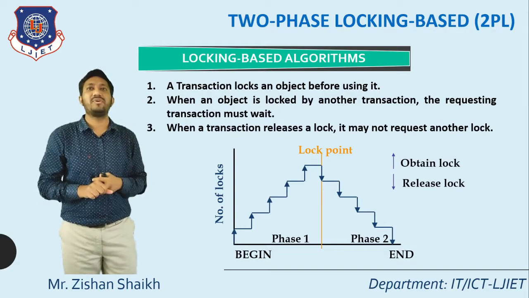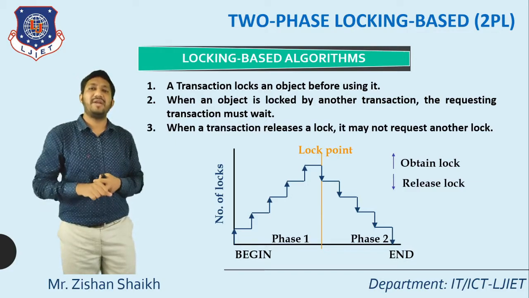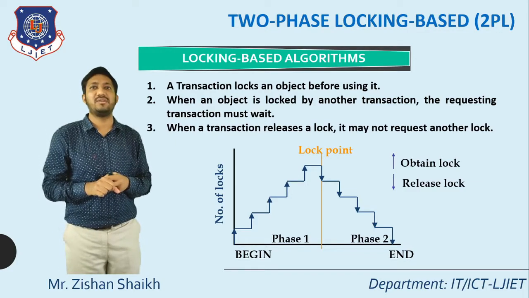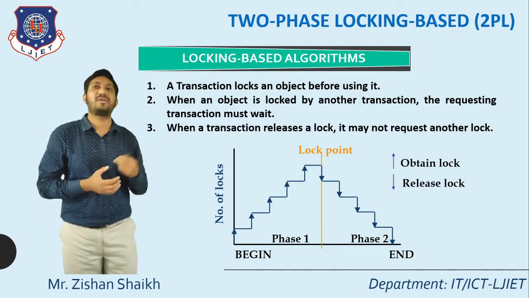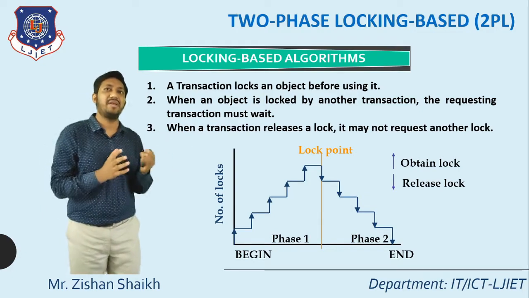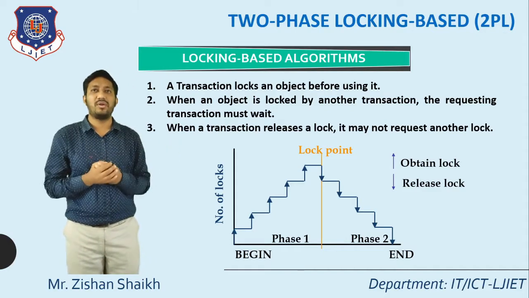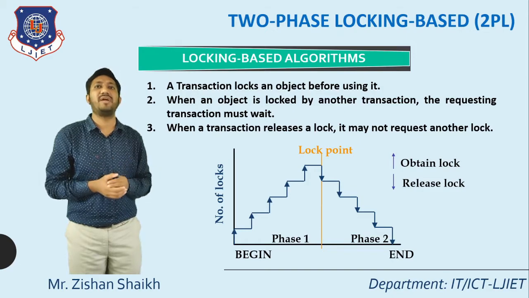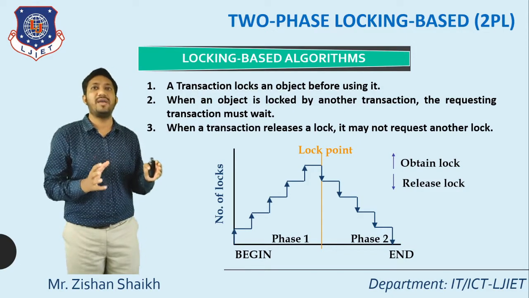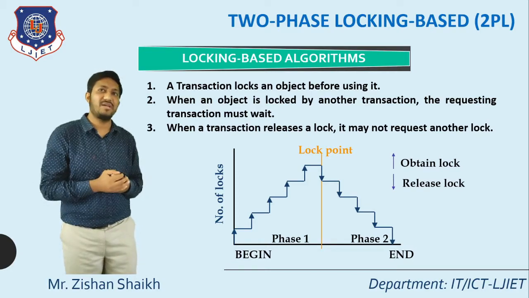So for that we have to consider two phases, growing phase and shrinking phase. If any data item is used by our transaction, first it requests the transaction manager. The transaction manager will check whether the same data item is available or is used by any other transaction. If the transaction manager finds that the data item is not used by any other transaction, then it will give it to this particular requesting transaction.